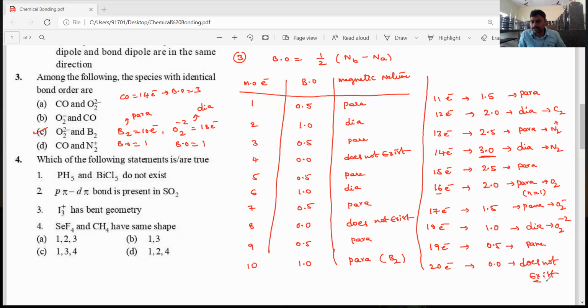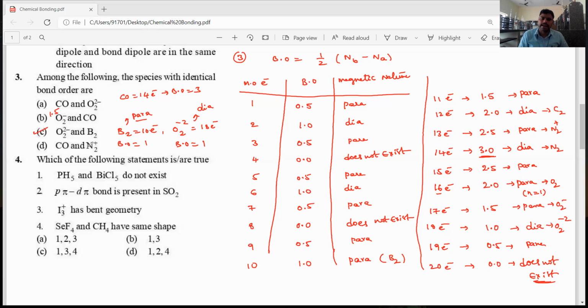Okay, students, if you keep this tabular form in your mind, we can solve bond orders very easily, and we can identify magnetic natures also. Now O2- bond order is equal to 1.5, and CO is equal to 3.0, and O2 2- and B2 both have bond order 1, but B2 is paramagnetic and O2 2- is diamagnetic in nature.